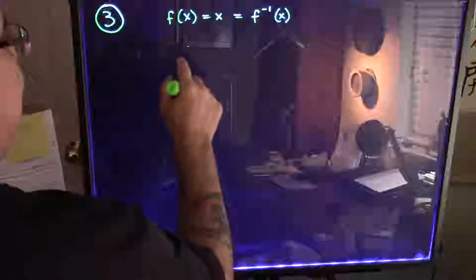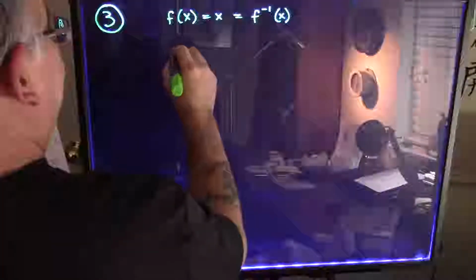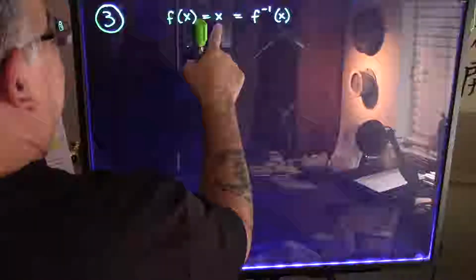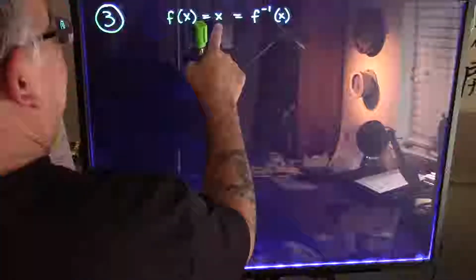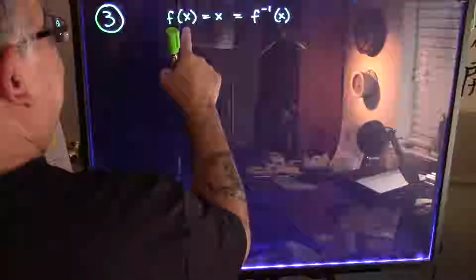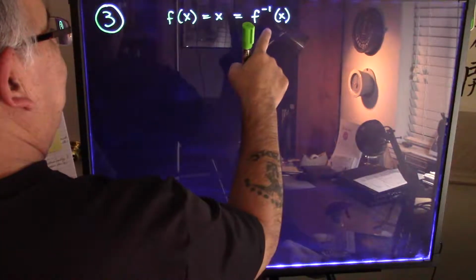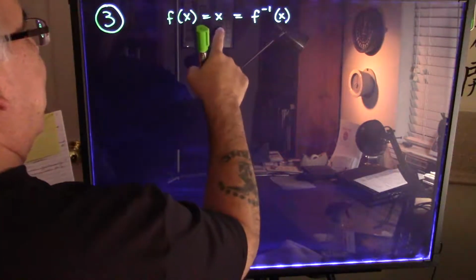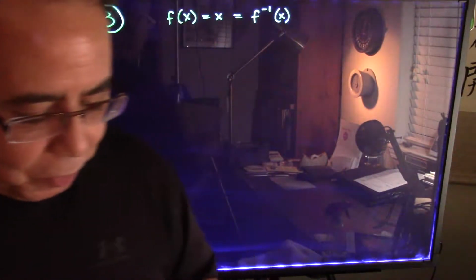So when you apply f of x to x, it is taken to f of x, which equals x, and then f inverse applied to that will take it back to x again. Alright, you have to think about that a little bit, play with it a little, and you'll see, yeah, that works. Alright, so it's its own inverse.